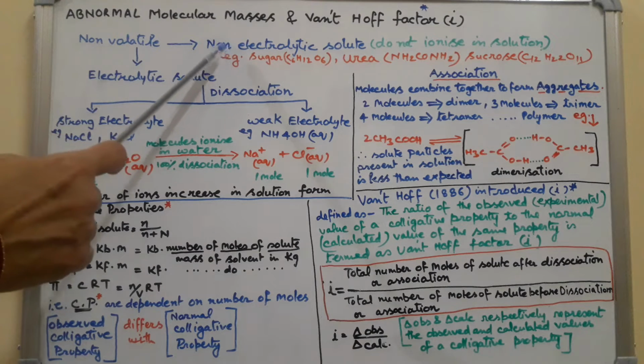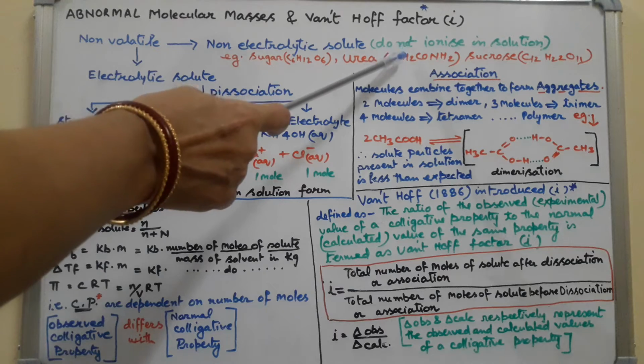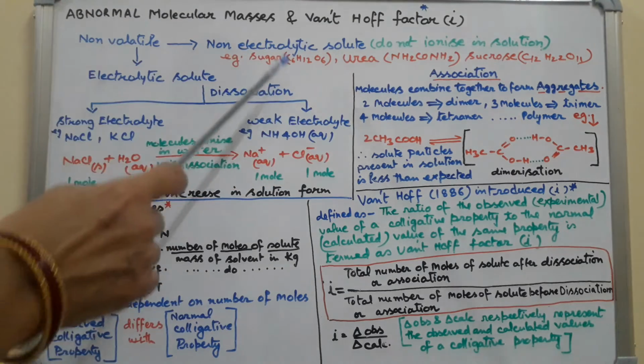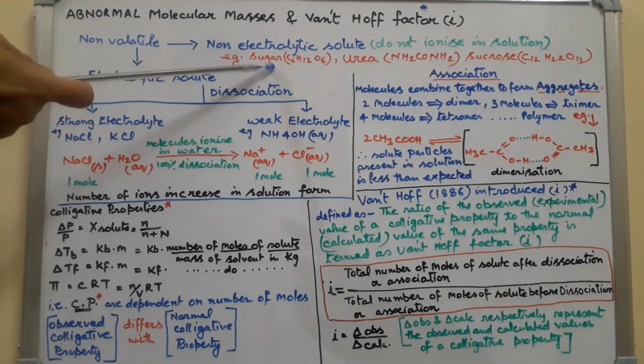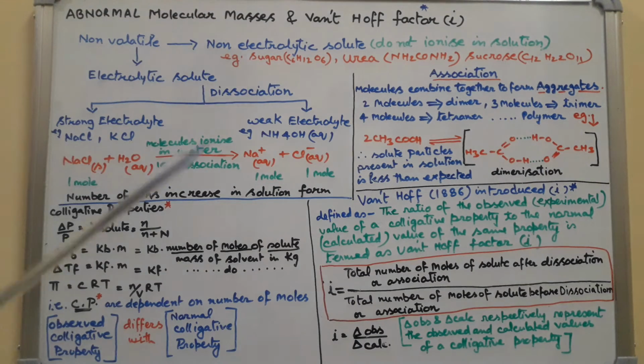This is of non-electrolytic type solute, means what? Which do not ionize in solution. Examples are sugar, urea and sucrose. You have seen these molecules in determination of colligative properties earlier. I have written it here and I will explain it later. You have already done all these molecules earlier.